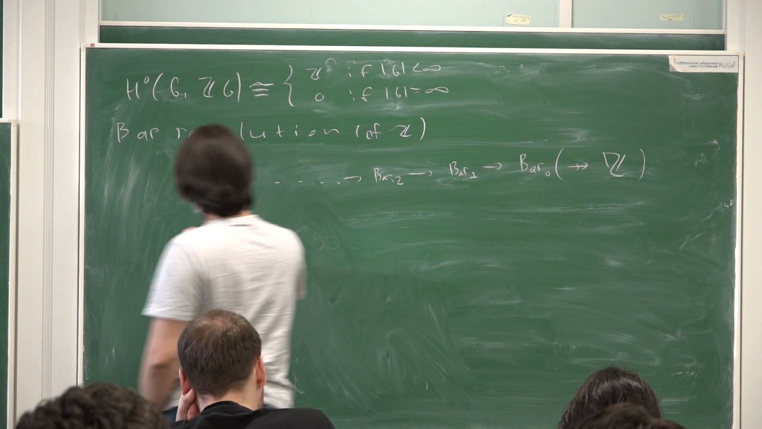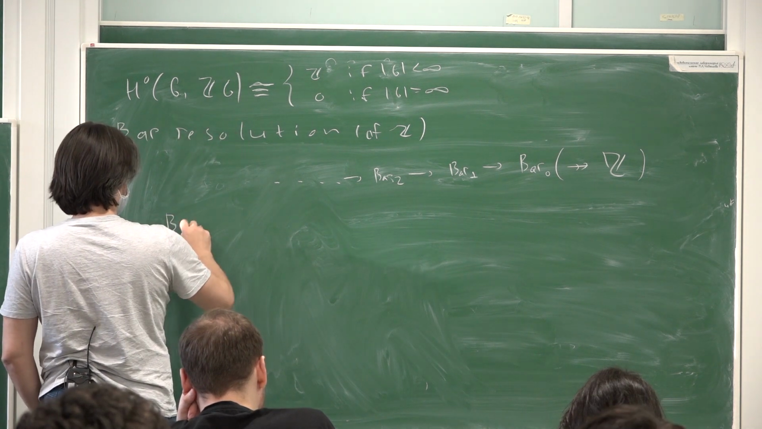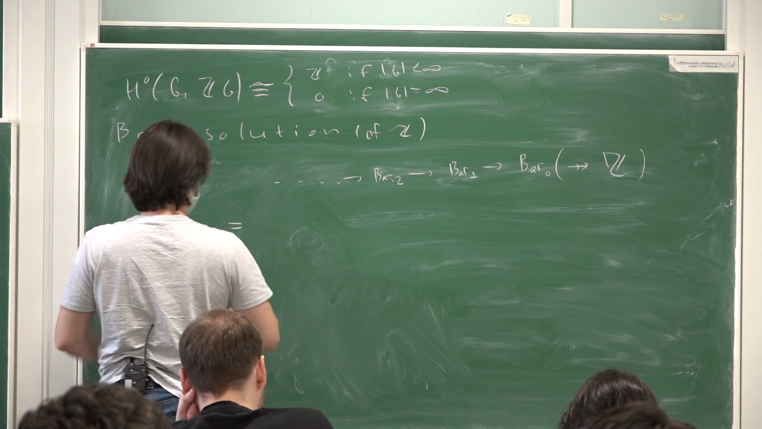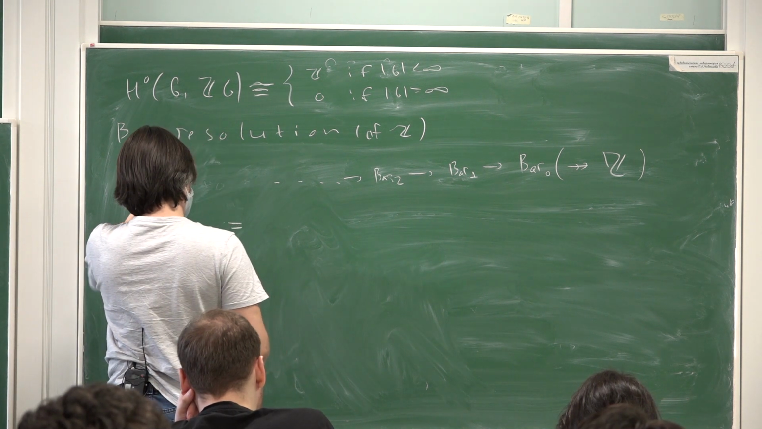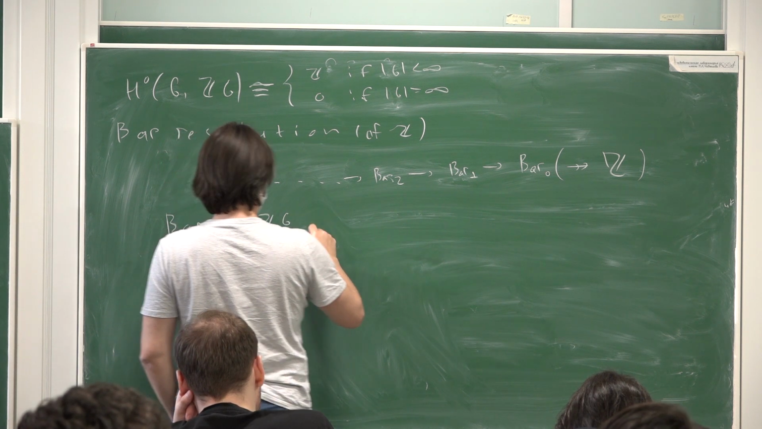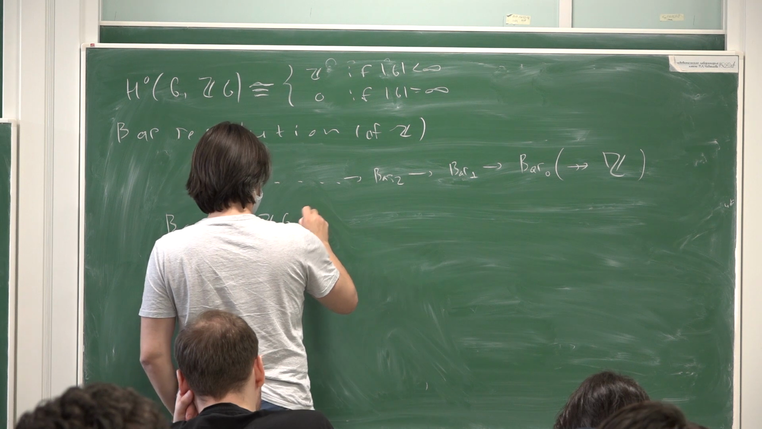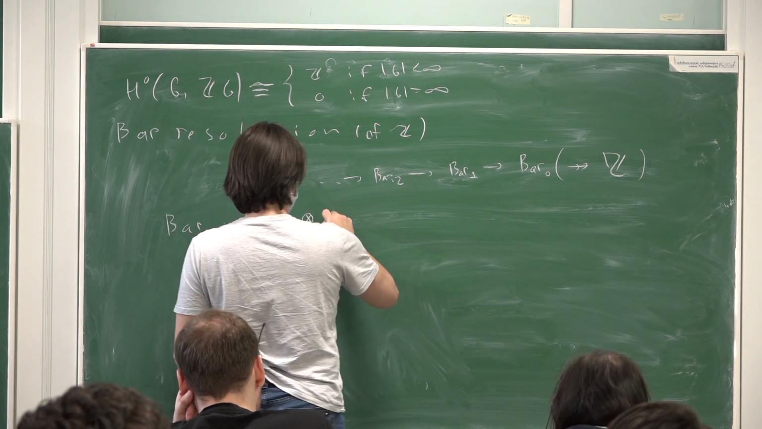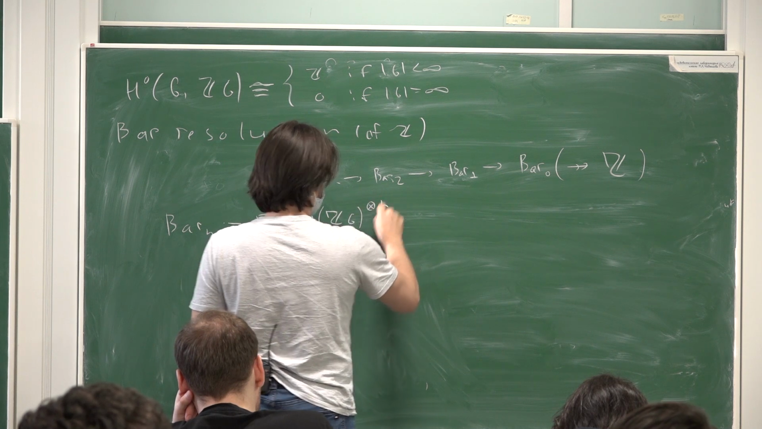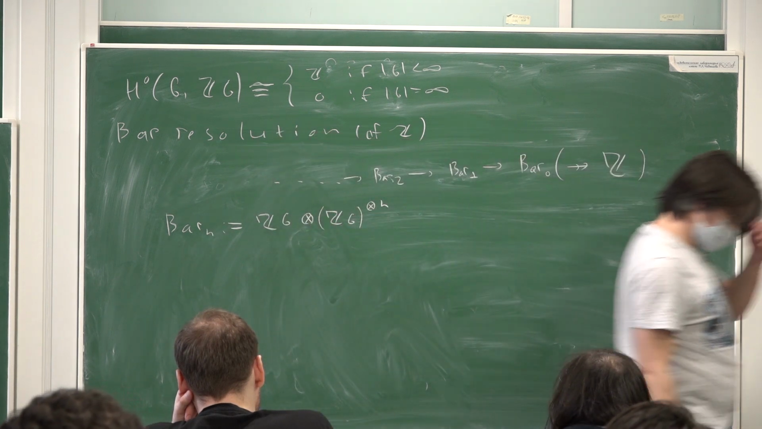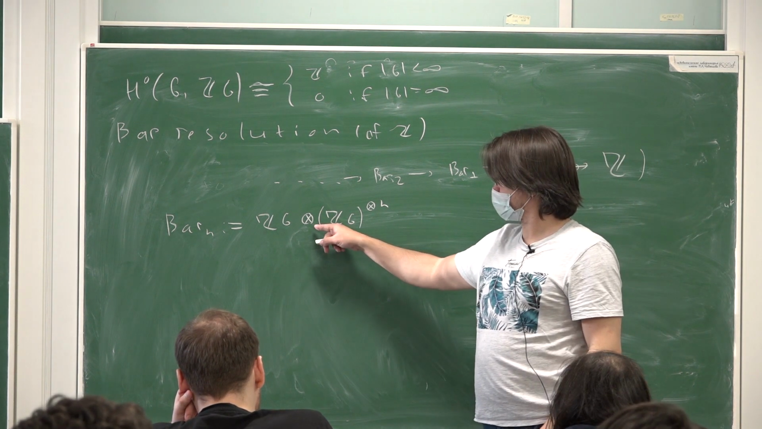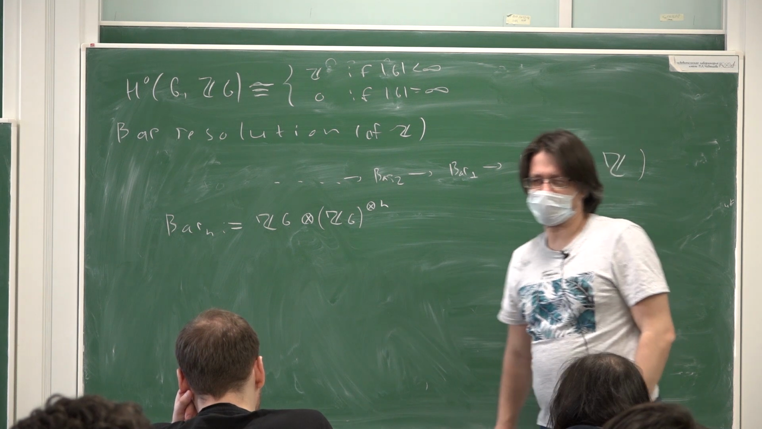And Bar_n is by definition ZG tensor ZG, tensor n times. Here, if I don't write any subscript on the tensor product, then the tensor product is over Z.